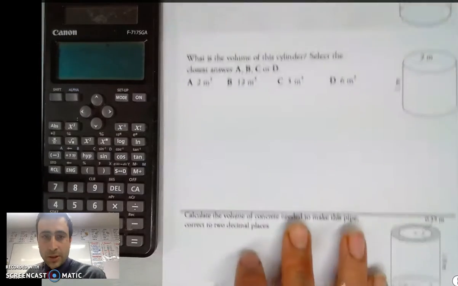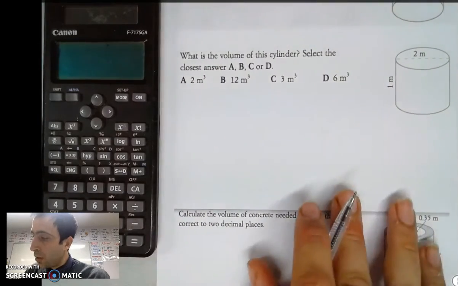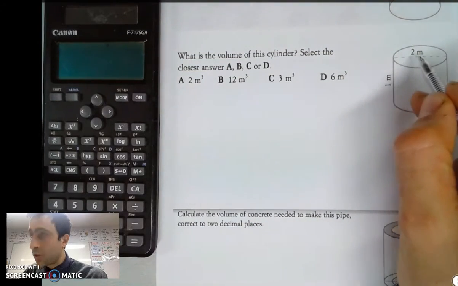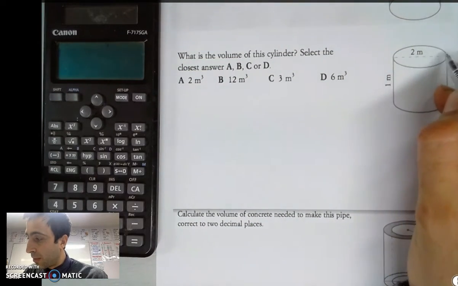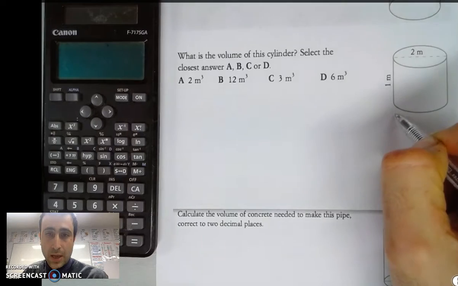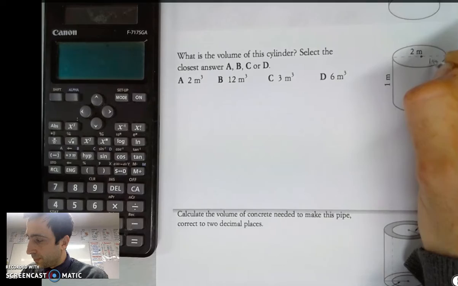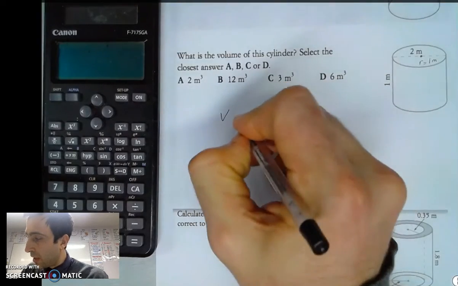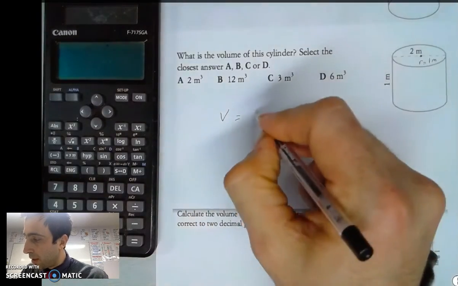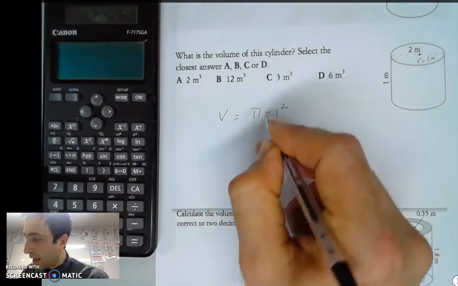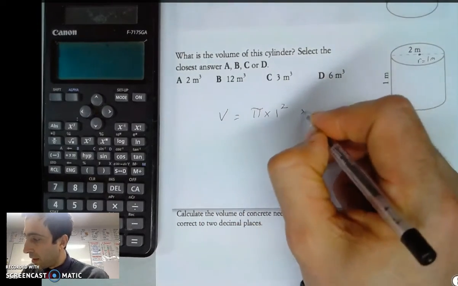So let's have a look at this question. What's the volume of this cylinder? Select the closest answer. So we have a cylinder that's 2 meters wide and 1 meter deep. Now we need to know the radius. So if it's 2 meters wide, that means the radius is 1 meter. So if we're going to do the volume of this, it's going to be the area of the face, which is pi times 1 meter squared, which is pi r squared, times by how deep it goes, which is 1.